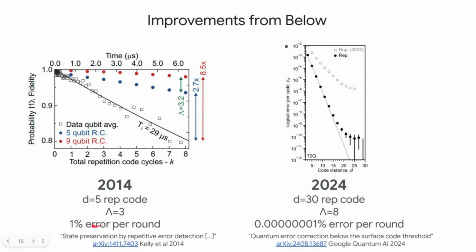It's not really this improvement, although that's nice. It's more this improvement from 1% to 0.0000001%, where you go from a lifetime of 100 microseconds to seconds. I think we didn't really pump lambda, but we really pumped the distance.